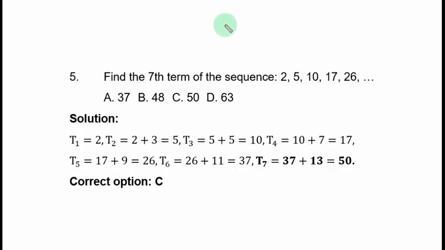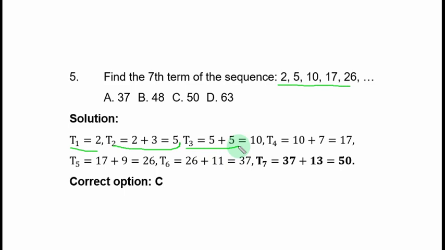Question 5. Find the 7th term of the sequence 2, 5, 10, 17, 26. Here you simply get the pattern from the few terms, and you get the 7th term. The first term is 2. For you to get the second term, you add 3 to the first term. That is 2 plus 3 equal to 5. To get the third term, you add 5 to 5. That is 10. So from here, the pattern is to add odd numbers.